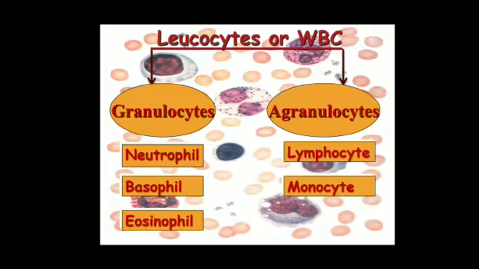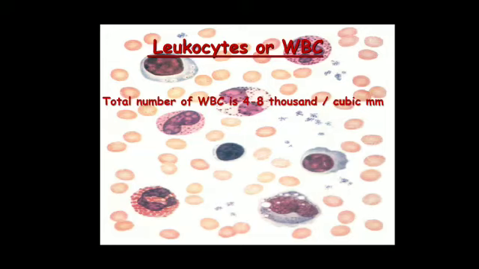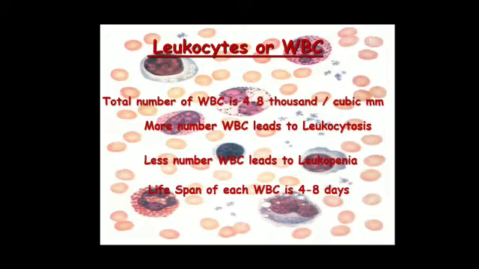These WBC, as far as number is concerned, are around 4 to 8,000 per cubic millimeter. If the number increases, it leads to leukocytosis, and if the number decreases in the blood, it leads to leukopenia. The lifespan of WBC is only 4 to 8 days, and these are also manufactured in the bone marrow. Now we will see the function of WBC.